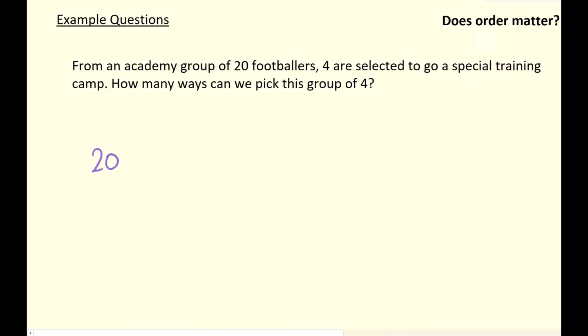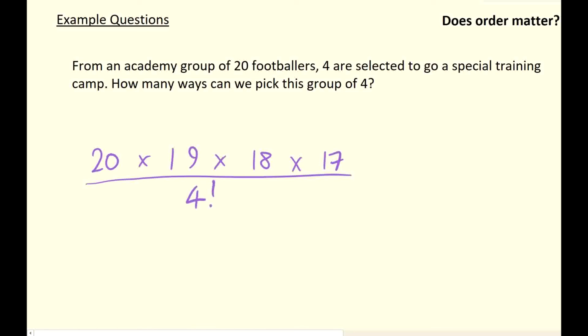So the first person, I've got 20 choices. The second person, I have 19 choices. Third person, I have 18 choices. And the fourth person, I have 17 choices. So when you've got a large group, your numbers always decrease 1 at a time. We then need to divide that by the ways we can arrange those 4 people amongst themselves. So we need to divide it by 4 factorial. Type it in your calculator. I'm not going to do it, so you can try it yourselves, and that will give you the right answer.